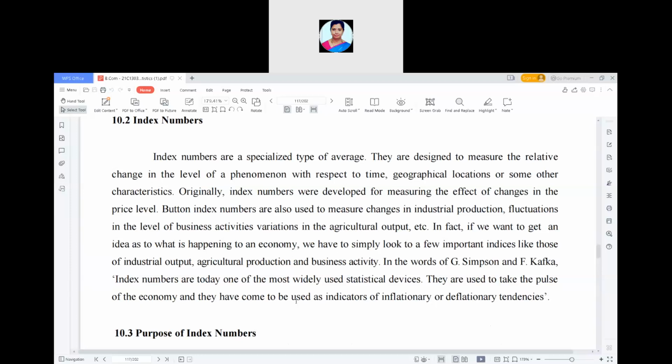So index numbers are the devices for measuring the differences in the magnitude of a group of related variables, as said by Croxton and Cowden. Many authors have defined index numbers in different ways. Let us see some definitions in particular.